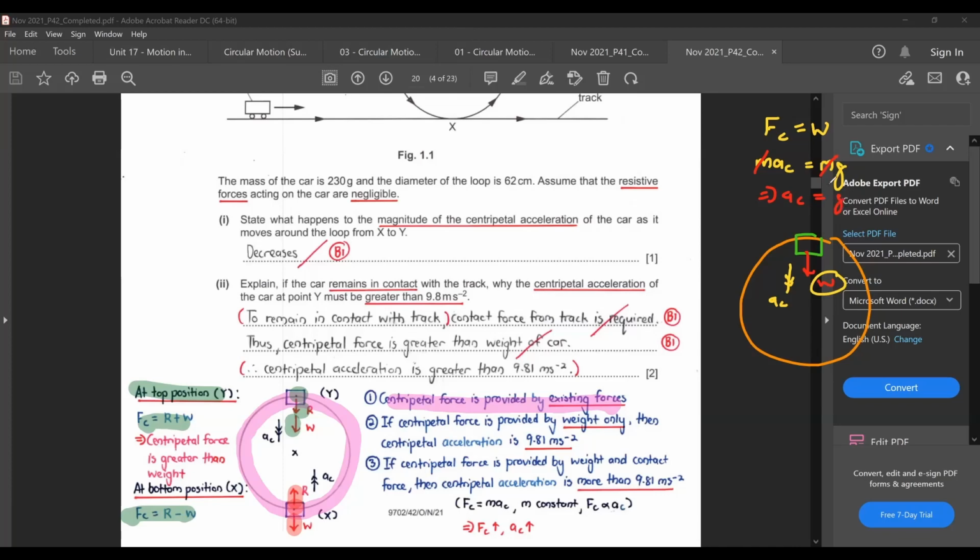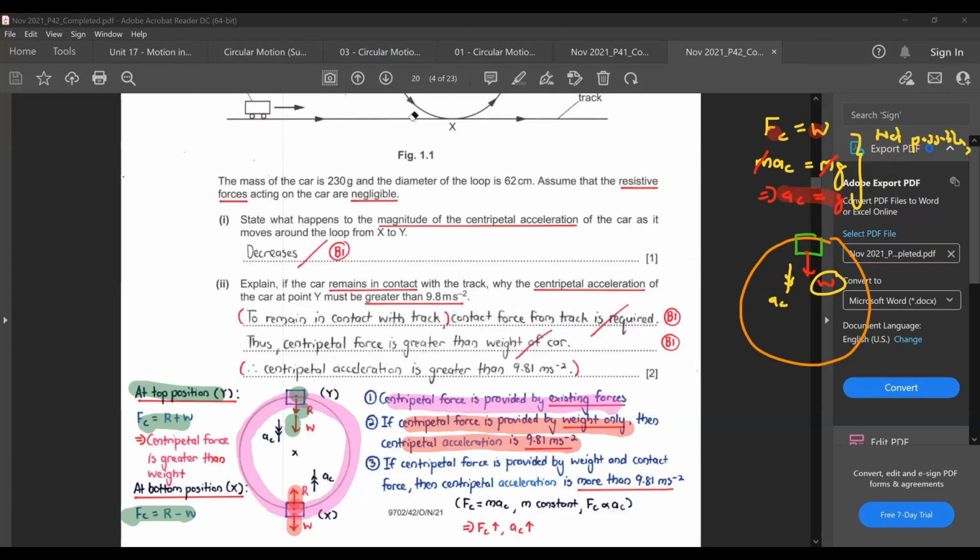Now you will only ever get centripetal acceleration equal to g if the centripetal force was provided only by the weight. Okay, so that's why I wrote here, if centripetal force is provided by weight only, then the centripetal acceleration is 9.81 meters per second squared. But this situation is not possible.